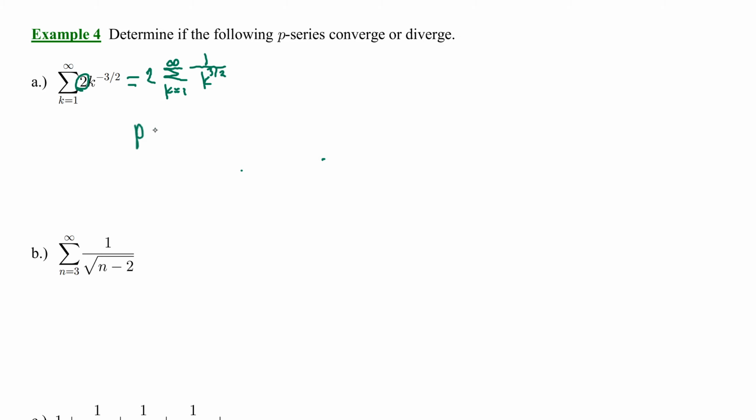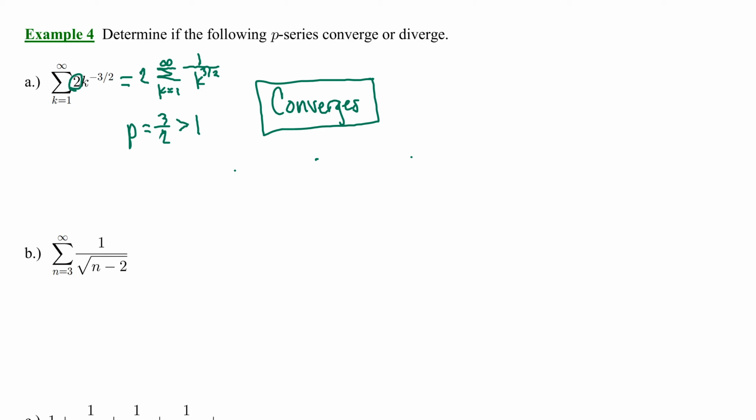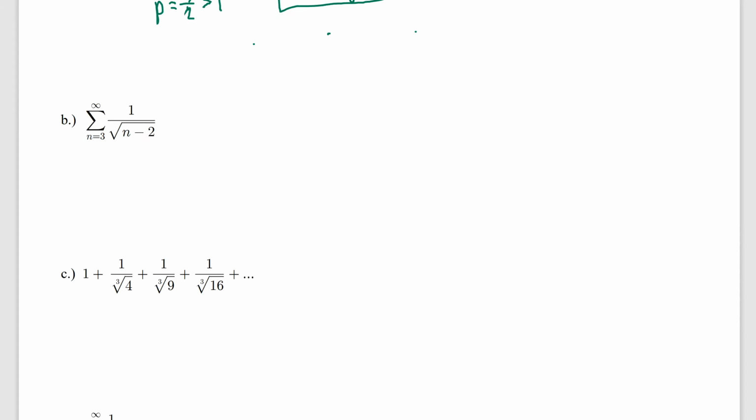That matches the pattern of our P series. So we can observe that in this case, p is 3/2, and that is greater than 1. Since p is greater than 1, this P series converges by the theorem on the P series. Pretty simple, right? I think you're going to like P series. Let's look at the next one.